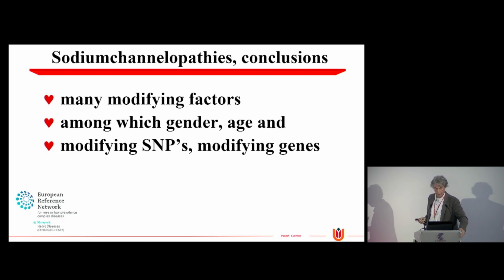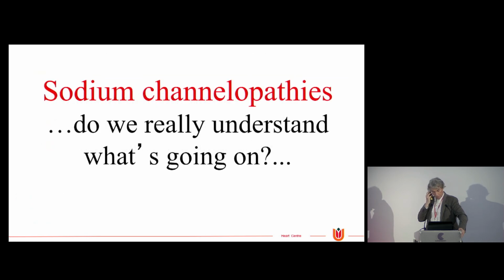So there are many modifying factors, and among them are gender and age, and there are many modifying SNPs. I've shown one or two of them, and there are modifying genes. So that could be the conclusion of this paper, and we would go home all very happy. We do understand it all, but I'm going to show you an example that we probably don't. So do we really understand what's going on?